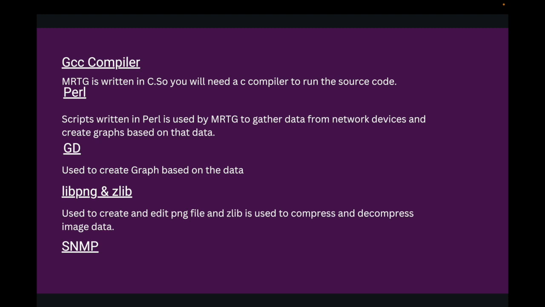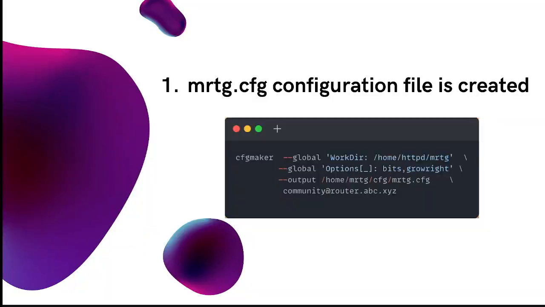You'll now need to create a configuration file that will define which network device or server to monitor, which network interface or resource to monitor, and how to display the results. You can use cfgmaker to create a configuration file for your MRTG. So shown in the slide is a common command used to create an MRTG file using cfgmaker.